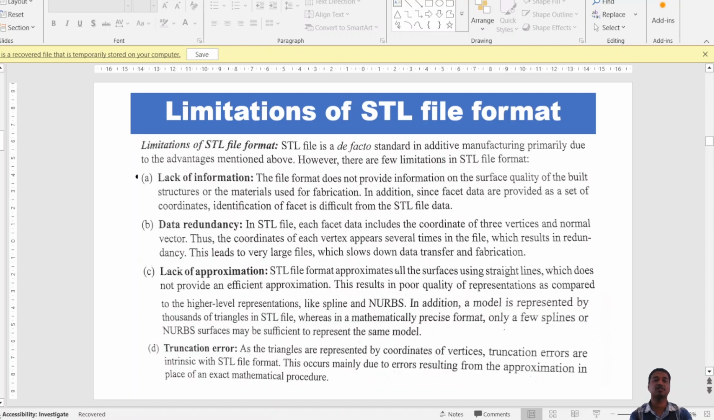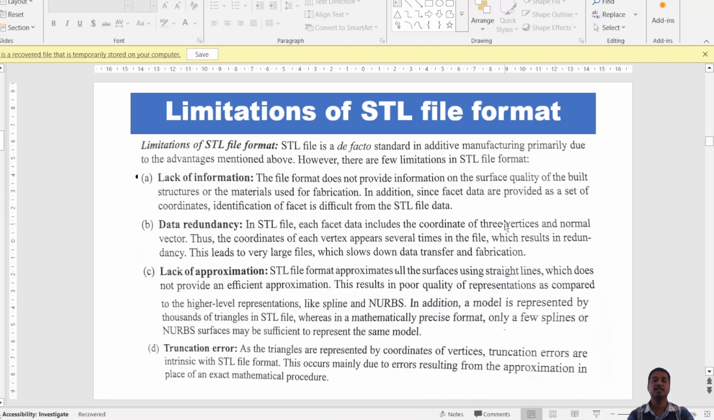Next one is the limitations of STL file format. STL file is the de facto standard in additive manufacturing primarily due to the advantages mentioned above. However, there are a few limitations in STL file format. First one is lack of information. The file format does not provide information on the surface quality, the build structure, or the material used for fabrication. In addition, since facet data are provided as a set of coordinates, identification of a facet is difficult from the STL file data.